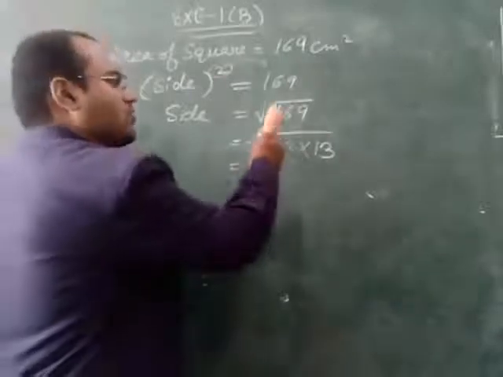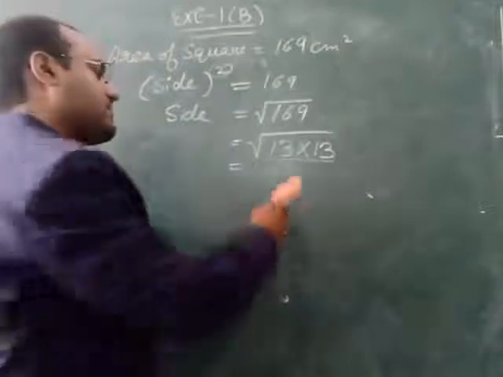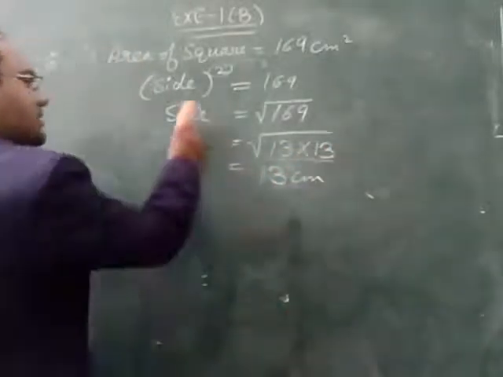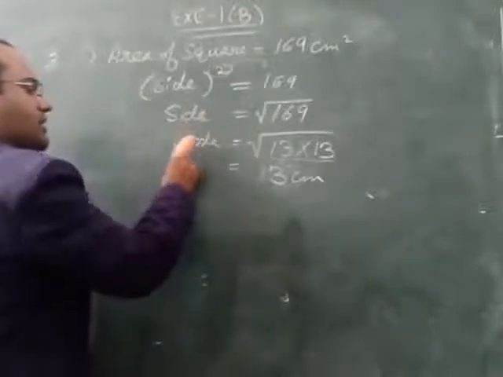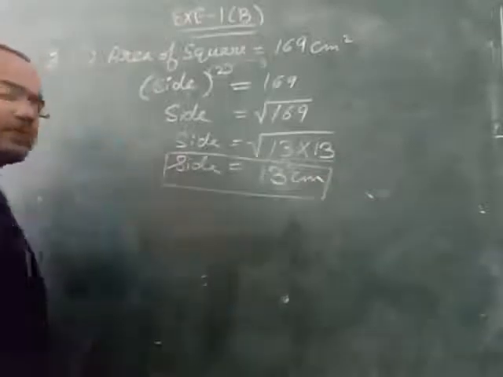Now when we remove the square root sign, these double 13 we will write only one time. So our answer will be 13 centimeter. So this is your side of square. This is the final answer of question number 3, part number 1.